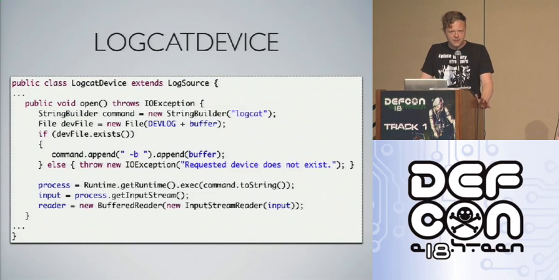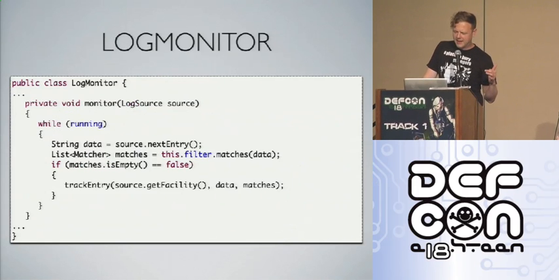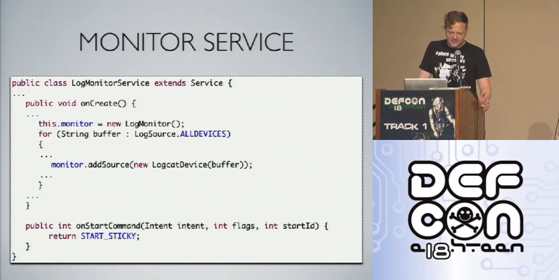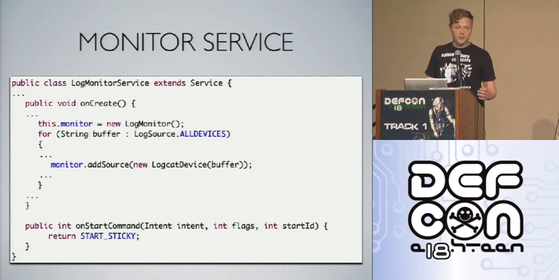Just to flip through the structure of the client here quickly, we have a logcat device class that wraps basically the logcat command and opens that channel, sets up a line-oriented reader. We have a log monitor, which is the core event loop here, processing that data, matching against the filter sets, and deciding what to actually deliver back to the back end. And this is all set up as a service so that it can run in the background, so that we don't have to keep an activity up in order to actually do useful work.